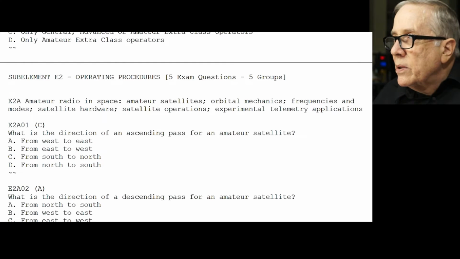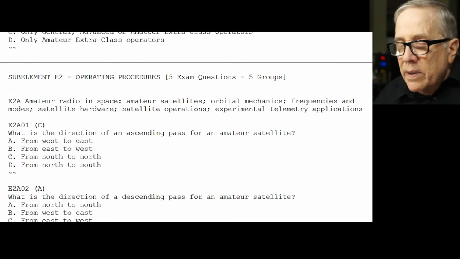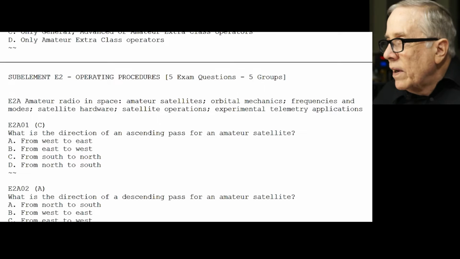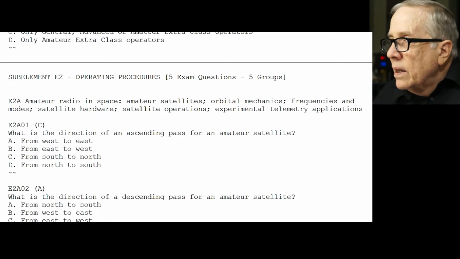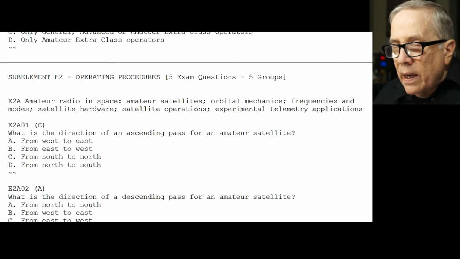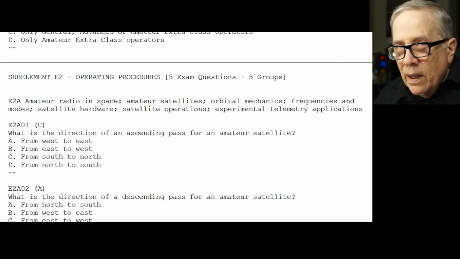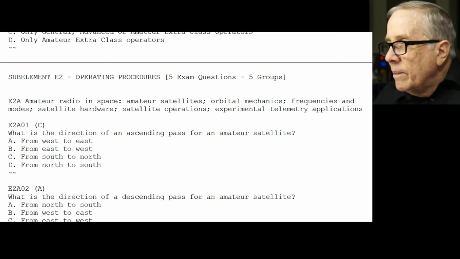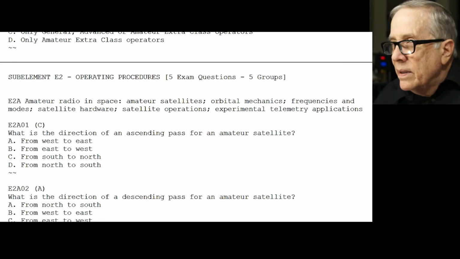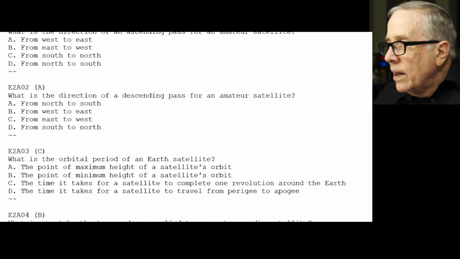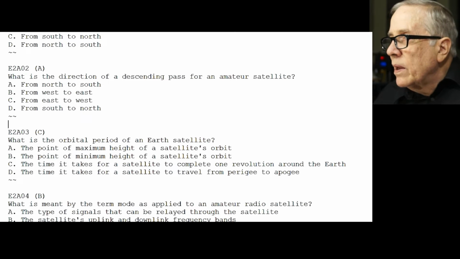Here's sub-element 2, operating procedures, 5 exam questions in 5 groups. Question E2A01. What is the direction of an ascending pass of an amateur satellite? The answer is C, south to north. So I guess that is ascending. Well, this next one, maybe we'll answer that.